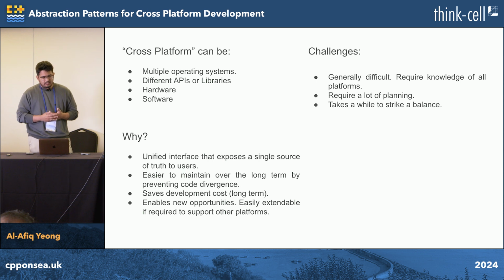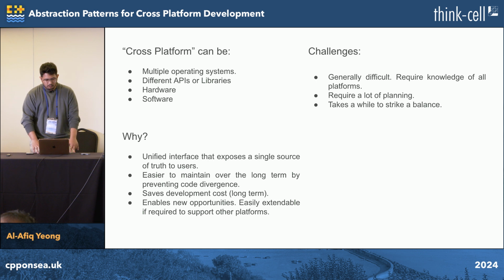Now, as with all things software engineering, abstraction is generally difficult because you kind of require knowledge of all the platforms that you want to support. And it also takes a lot of planning. Not only that, it usually takes a while to strike a balance, because even though most platforms functionally achieve the same thing, they all have nuances that are unique to each of them. Some may take X more steps to do something, while some may take less.